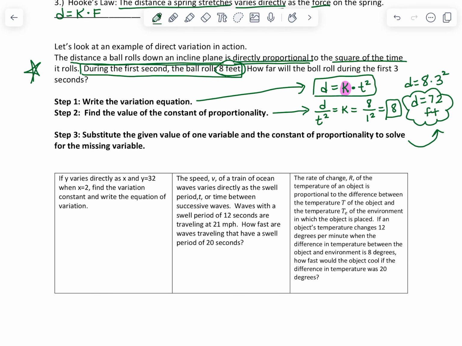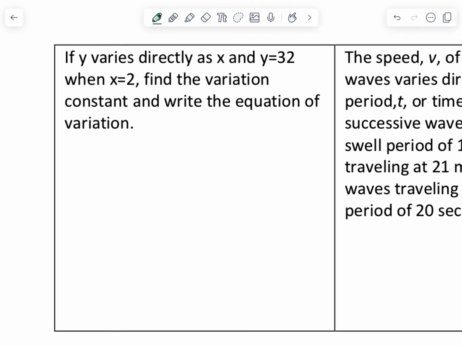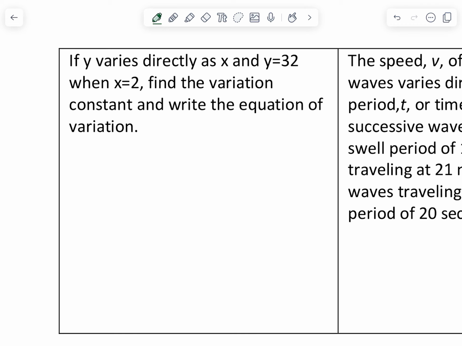Let's look at a couple more examples of direct variation. Here's another example. If y varies directly as x, let's go ahead and put down that direct variation equation, y equals k times x, and y equals 32 when x equals 2. So there's the information we're given. Find the variation constant and write the equation of variation.